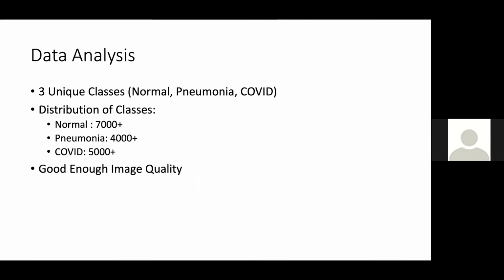Okay, so here's some simple analysis. We have three unique classes: normal, pneumonia, and COVID. And the distribution of classes is, I guess, shared by previous people. Normal, we have 7,000 plus samples. Pneumonia, we have 4,000 plus samples. COVID, we have 5,000 plus samples. Image quality was good enough, good enough resolution for any type of problem solving with neural networks.